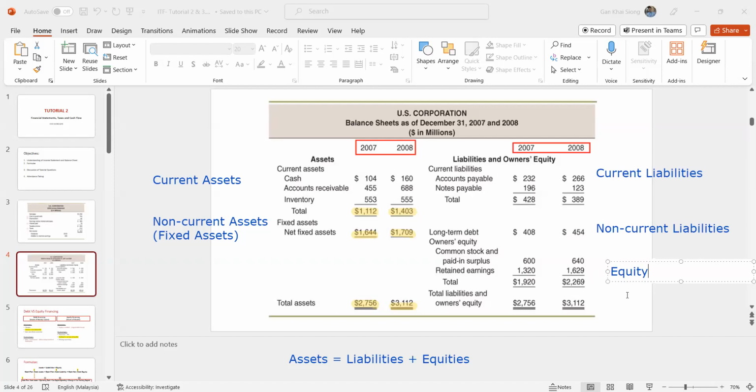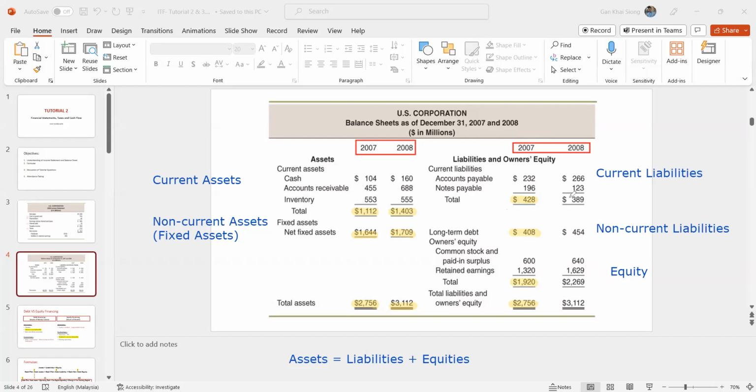Under equity over here, we have the common stock that we issue, that we sell to the shareholders, and also the retained earnings. So what you can see over here is the total value of current assets, total value of non-current assets, and total value of equity. When we add it up, this is the amount that is equivalent to the total assets. So assets always equal liabilities plus equity.